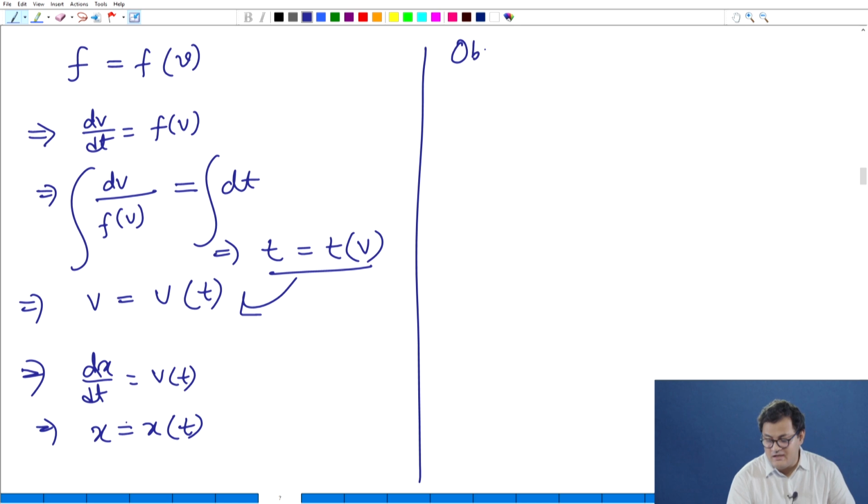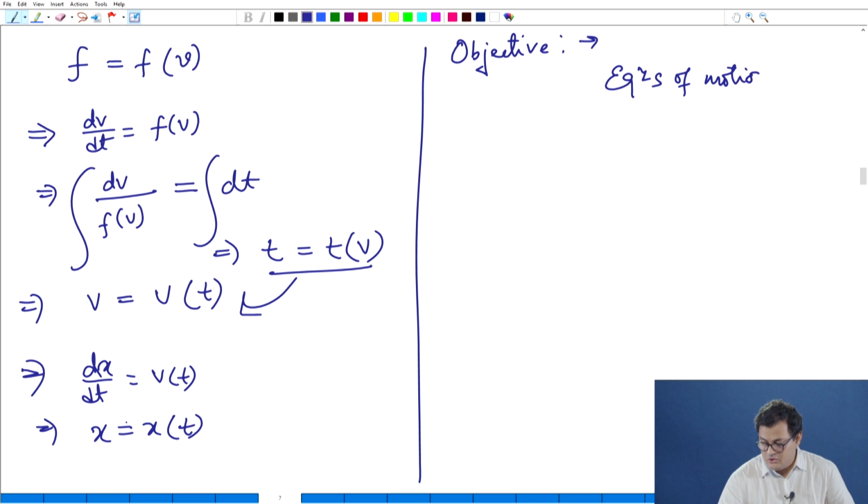Our objective is to find the equations of motion, x of t and x dot of t.